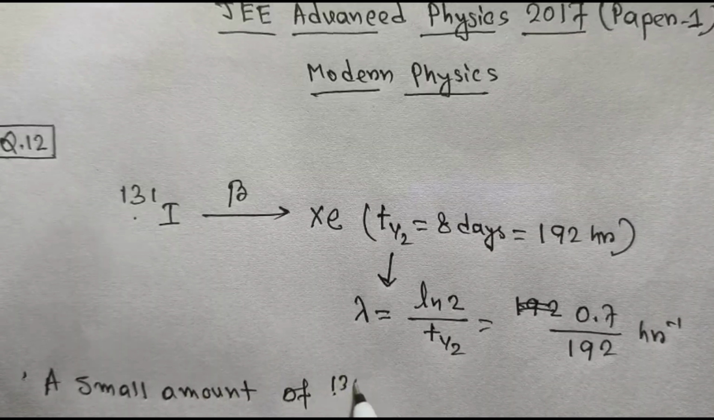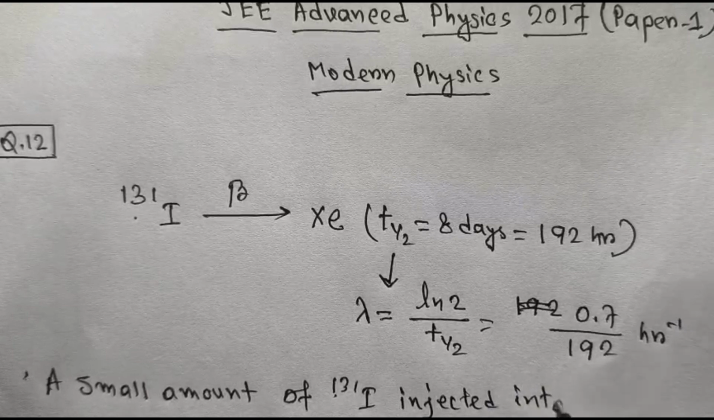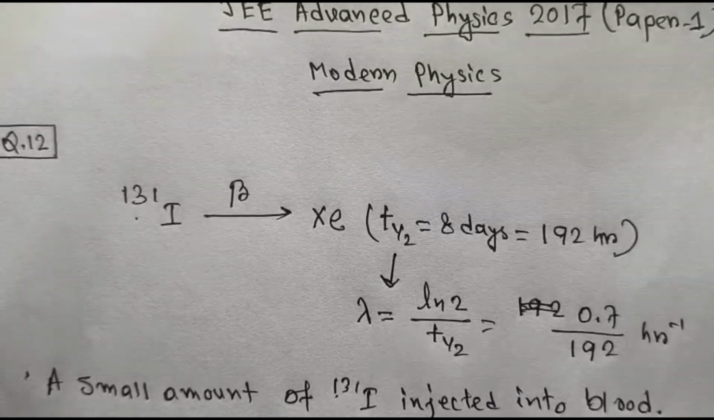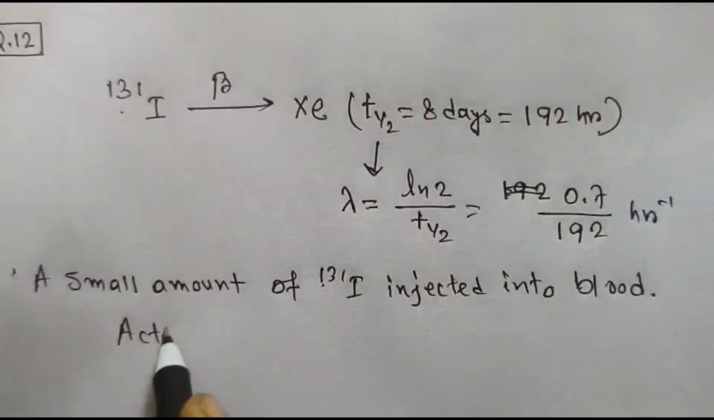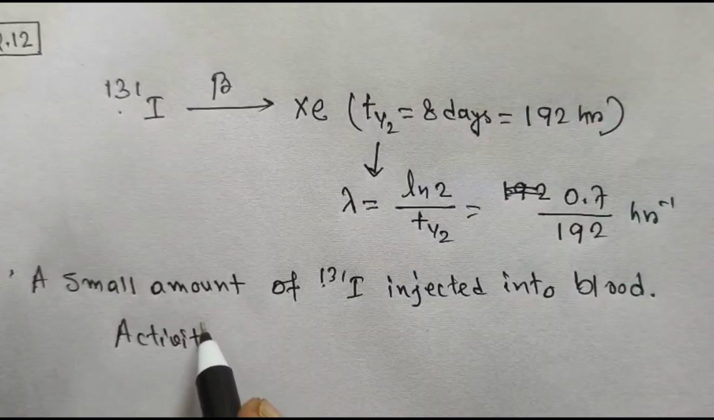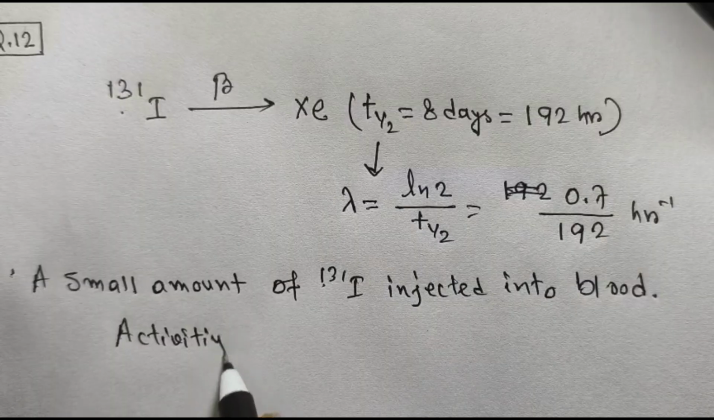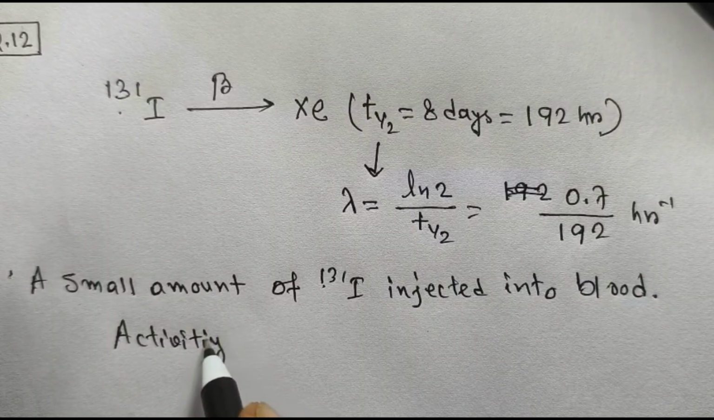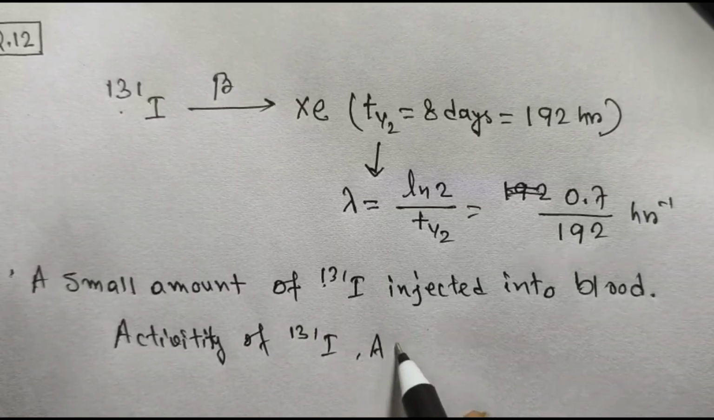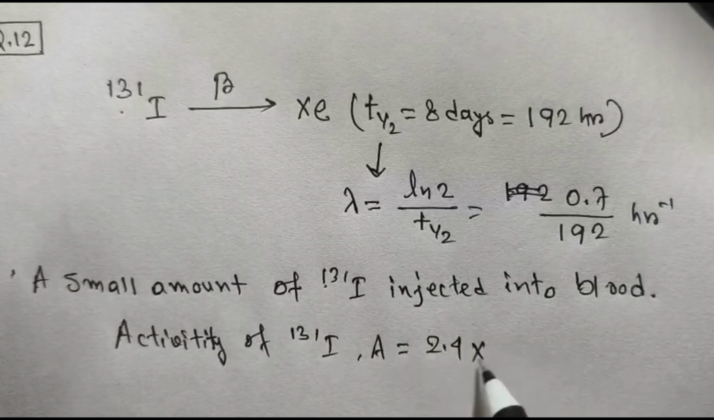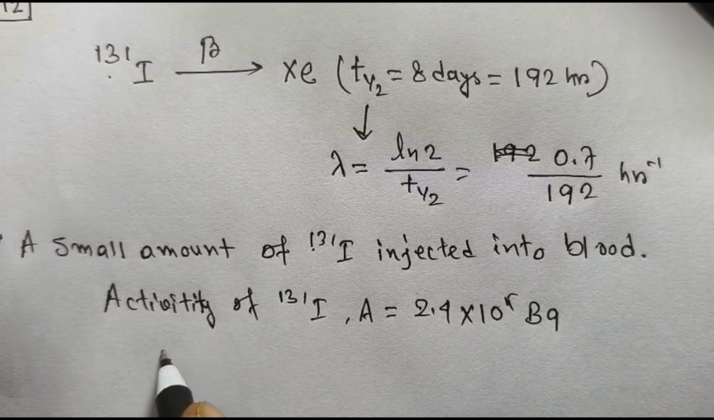of iodine 131 injected into blood, injected a person's blood. Okay, activity of that iodine is equal to 2.4 into 10 to the power 5 becquerel. Now what is activity?